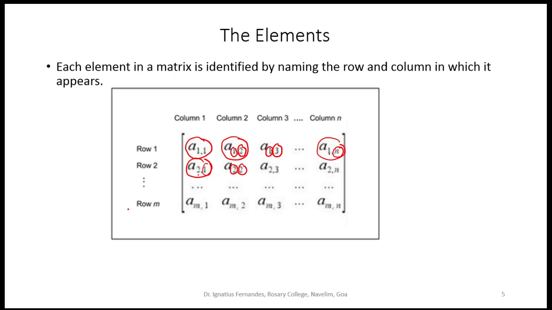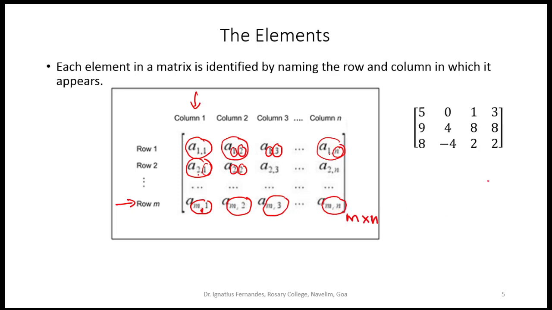Like this, here this is the mth row and the first column, so the position of this is m comma 1. This is the mth row second column, mth row third column and so on. The last one is the mth row and nth column. The dimension of this is m cross n.